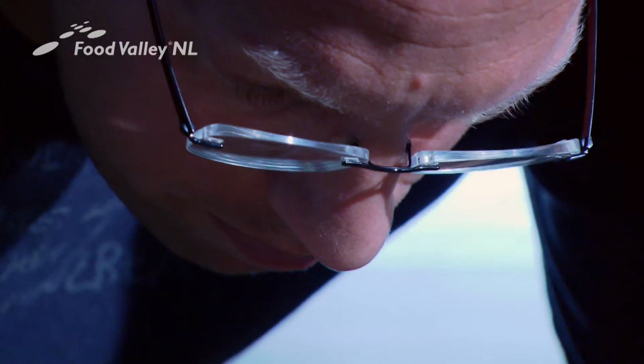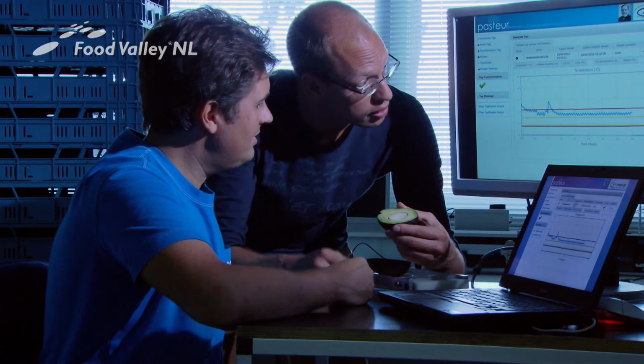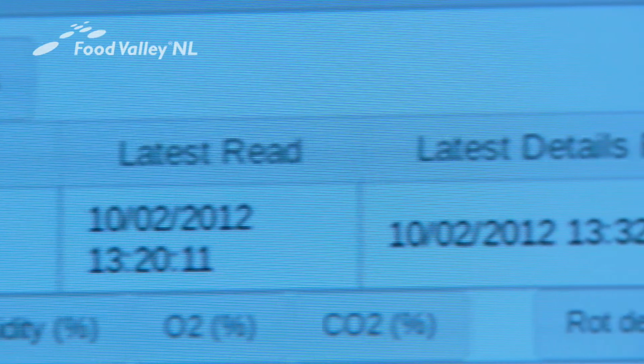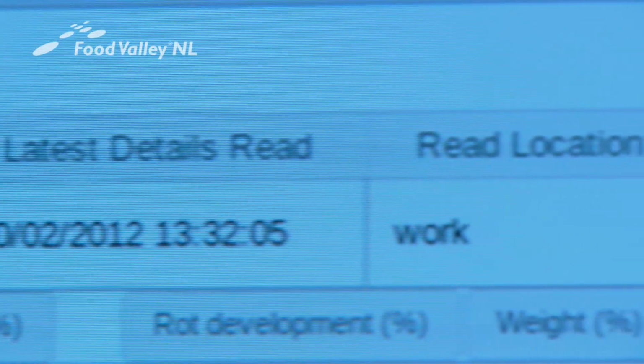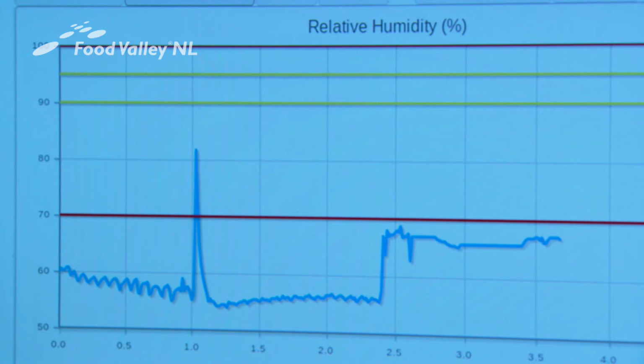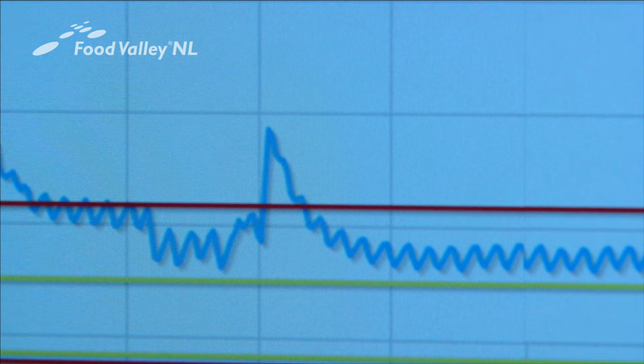The tag is unique because it actually calculates the product's real quality and shelf life date instead of setting a rigid best before date, which is no more than a conservative estimate. The tag uses temperature and gas conditions recorded during transport and storage to calculate a real shelf life date. It's a dynamic and continuous process based on quality models on the tag.